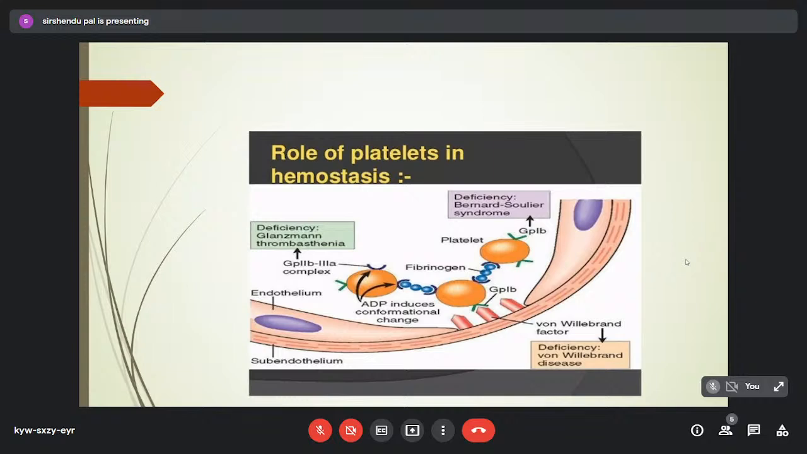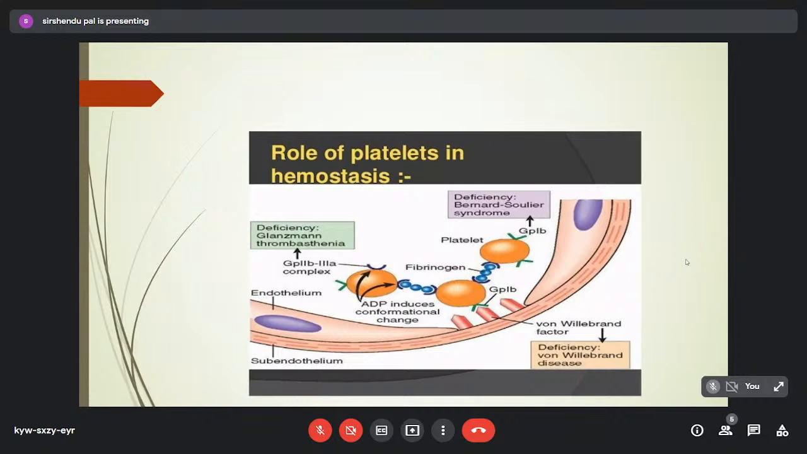This promotes platelet aggregation. Platelet factor 4 is released from the alpha granules, which neutralizes the anticoagulant activity of heparin, while the platelet-derived growth factor stimulates smooth muscle and skin fibroblast proliferation, thereby promoting wound healing. Activated platelets also secrete thromboxane A2, which induces platelet aggregation and local vasoconstriction. After that, platelet aggregation takes place. Platelet aggregation is nothing but the binding of the platelets to each other.